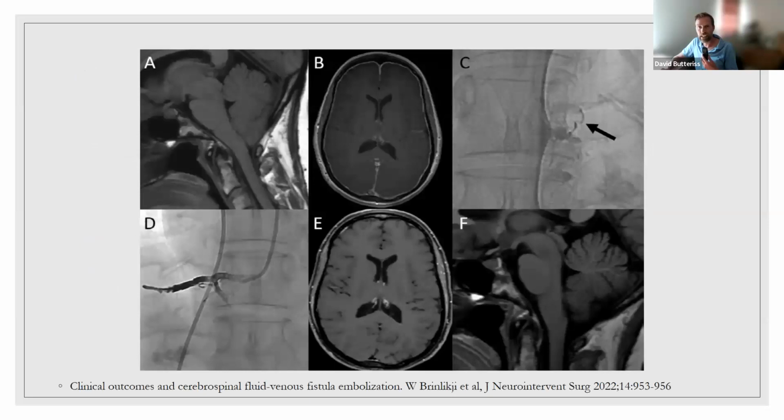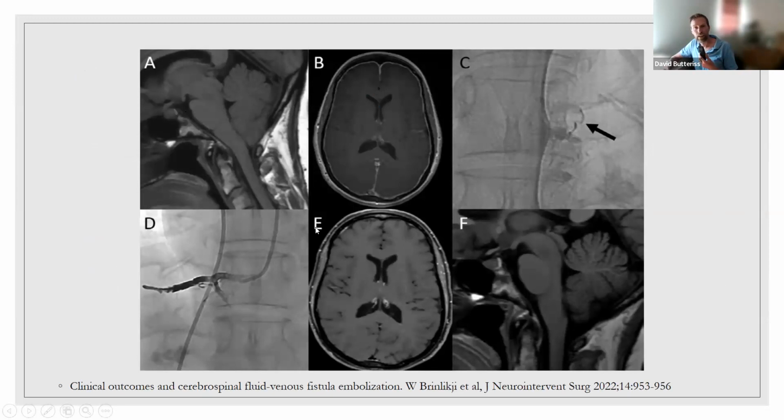Again, you have to know exactly where the fistula is. So this is a couple of cases from the first paper that described this from the Mayo Clinic. We've got clearly evidence of intracranial hypotension. We've got a digital subtraction myelogram showing a fistula. We can see the little wiggly veins coming off this little diverticulum here.